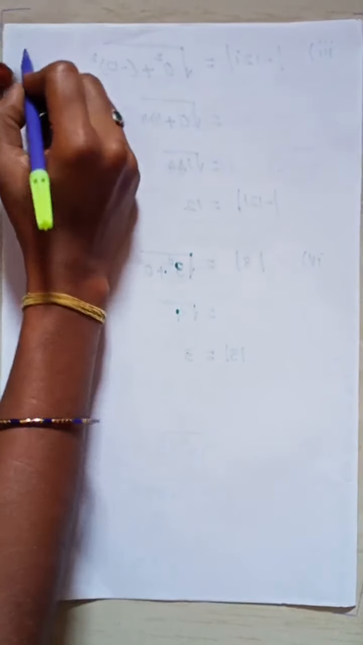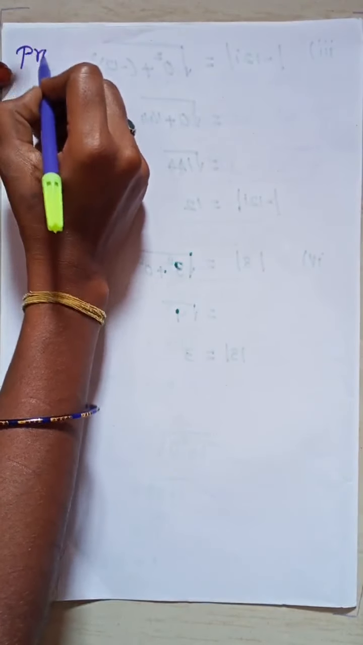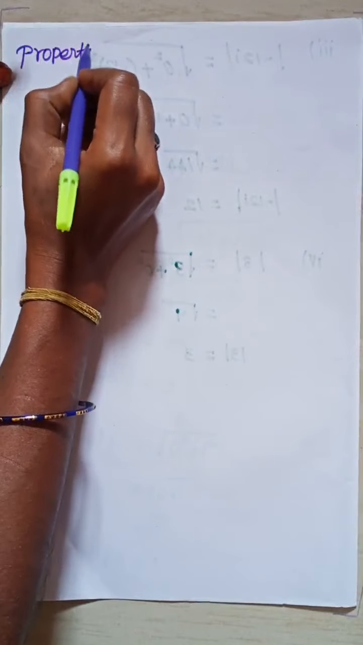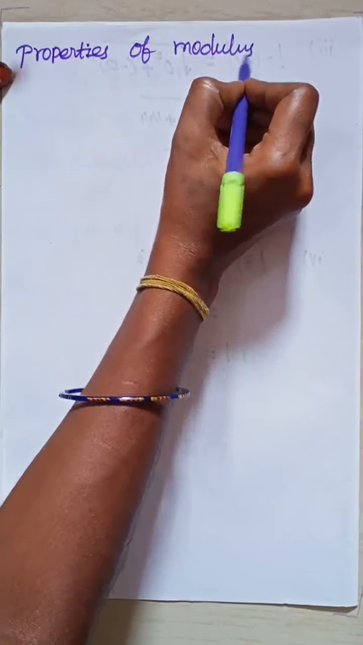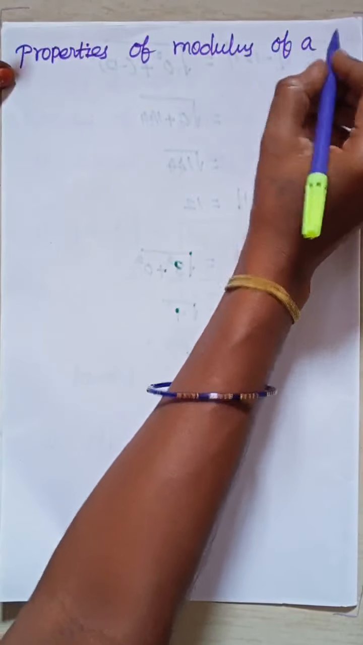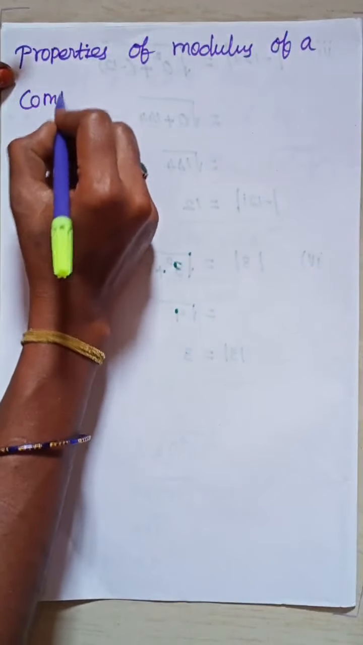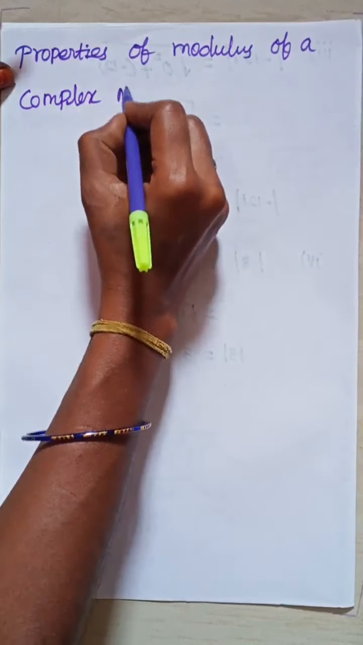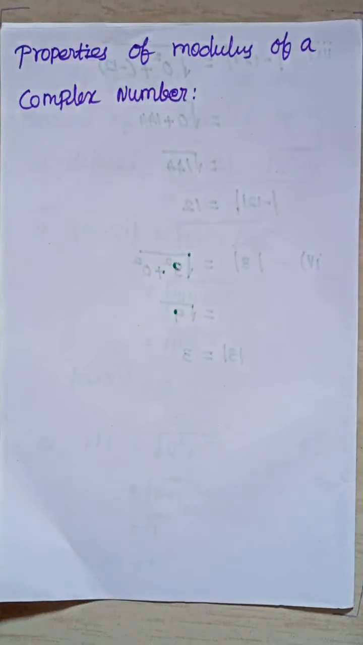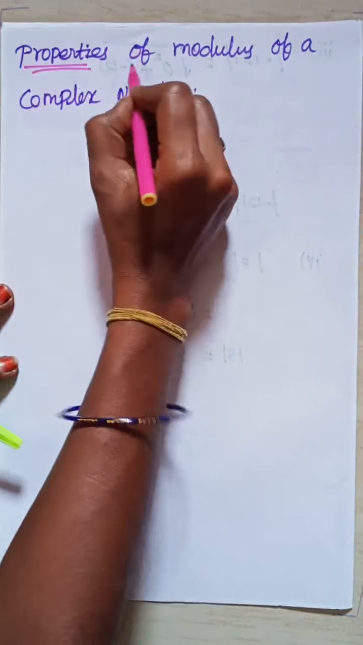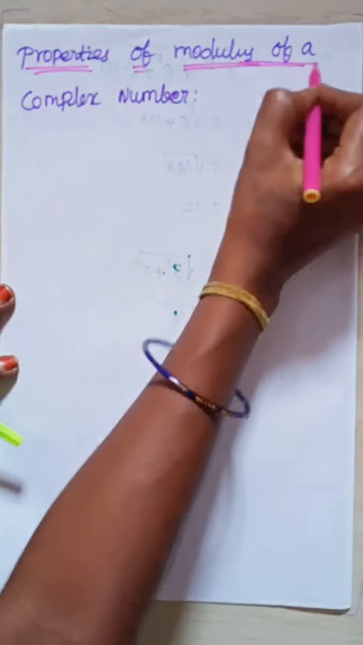Next, see the properties of the modulus of a complex number. What is it? Properties of the modulus of a complex number. Next, see the modulus properties. Okay.